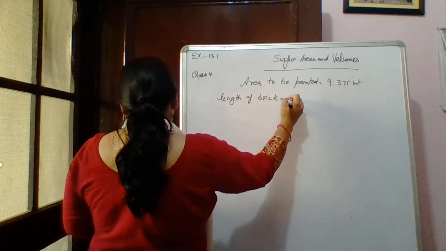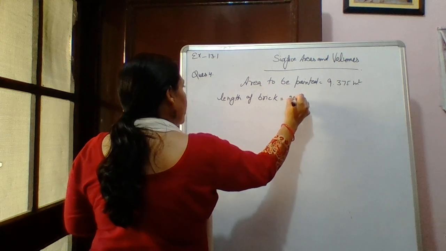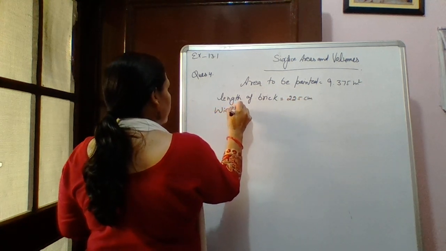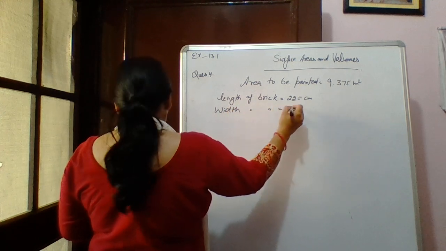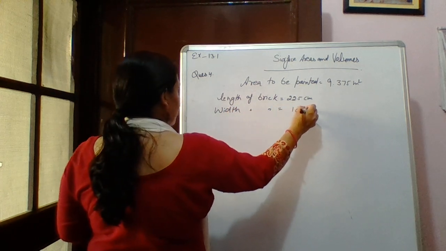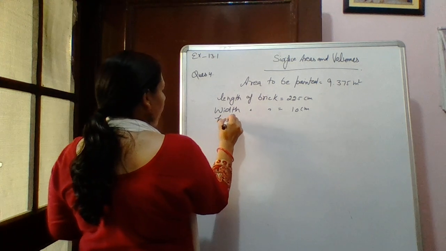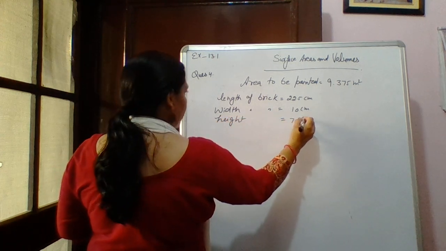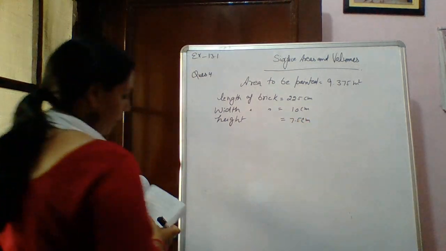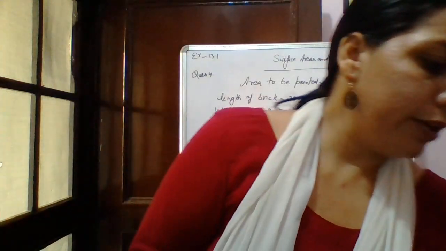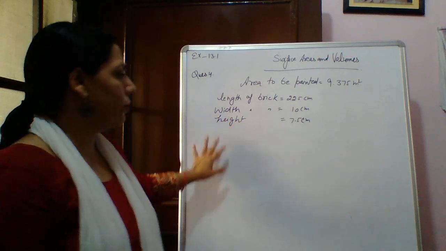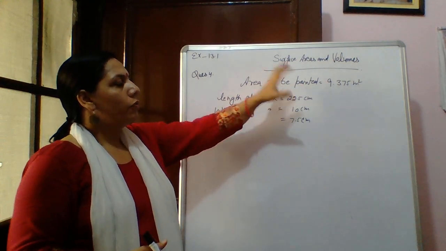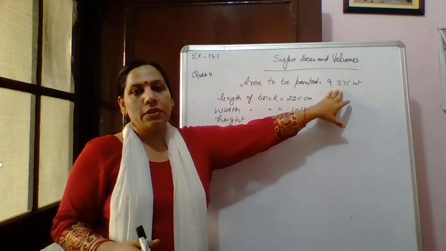that is 22.5 centimeter, width of brick, that is 10 centimeter, and height, that is 7.5 centimeter. We have to paint these bricks and we will find out how many bricks we can paint from the paint which is enough to paint this one.